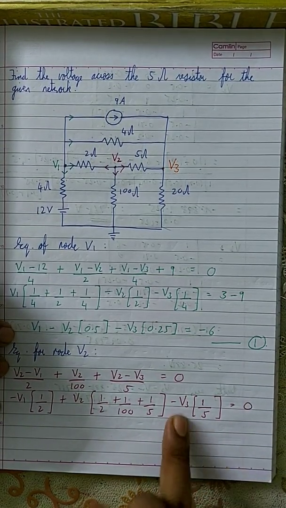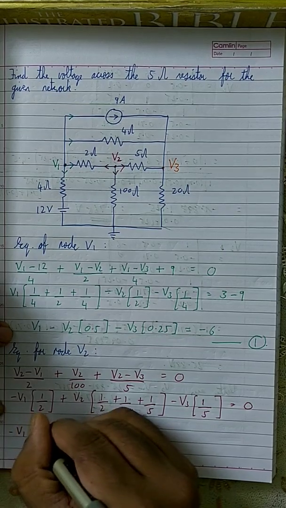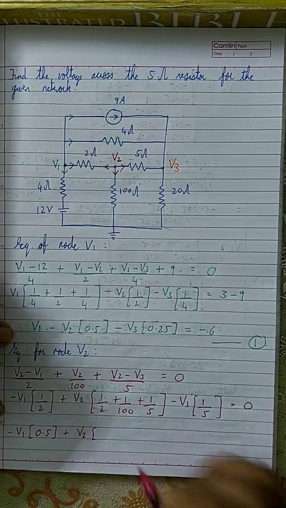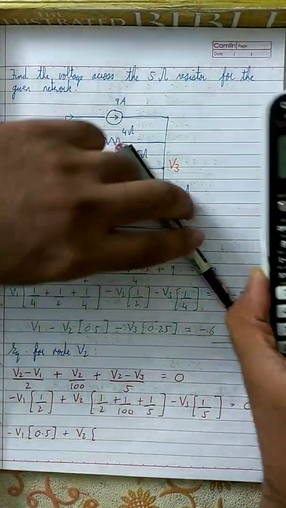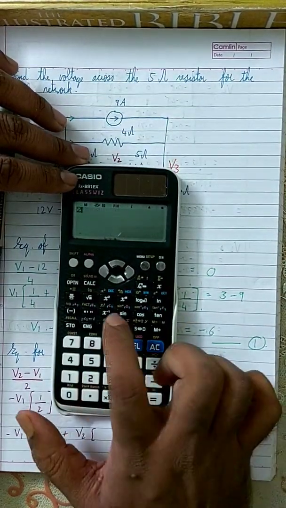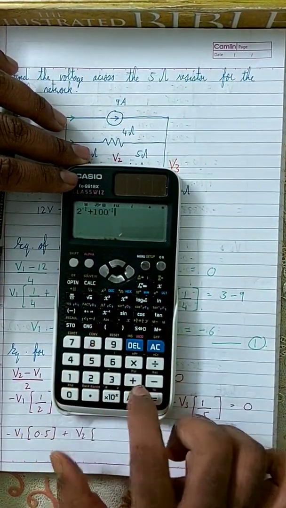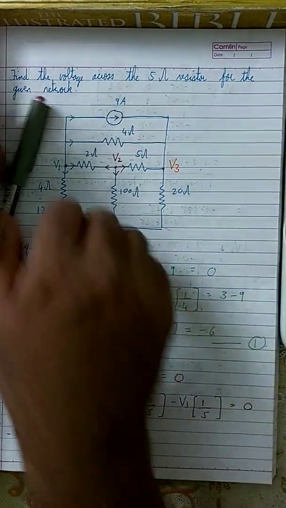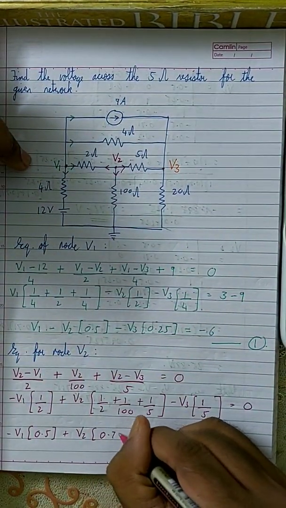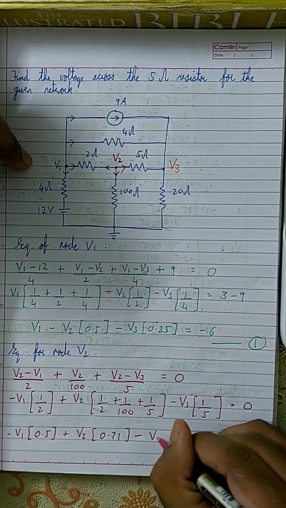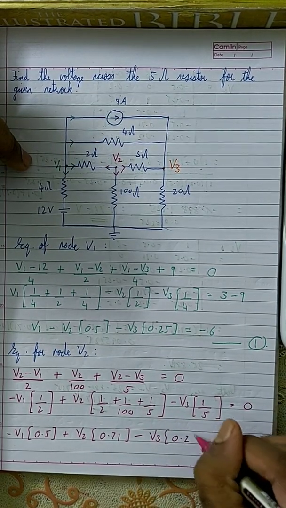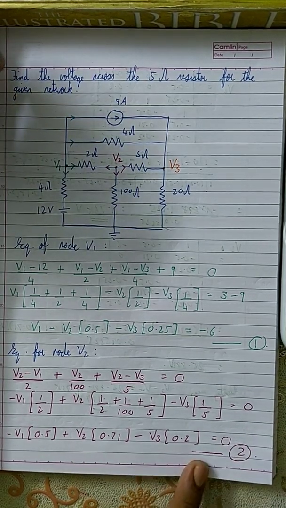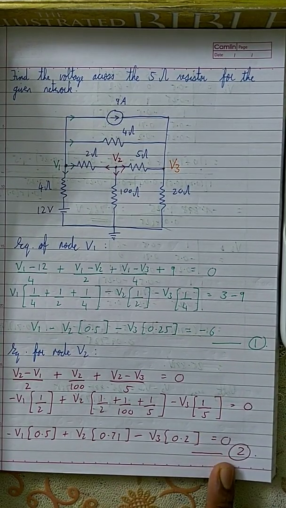That's it. So this equation is minus V1 into, we know 1 by 2 is 0.5, plus V2 into, let me see what is the value of this. That is 1 by 2 plus 1 by 100 plus 1 by 5, that is 2 inverse plus 100 inverse plus 5 inverse, and we get 71 by 100 or 0.71. So this is V2 into 0.71 minus V3 into 1 by 5, which is nothing but 0.2, is equal to 0. This is equation 2. So we have equation 1 and now we have equation 2.